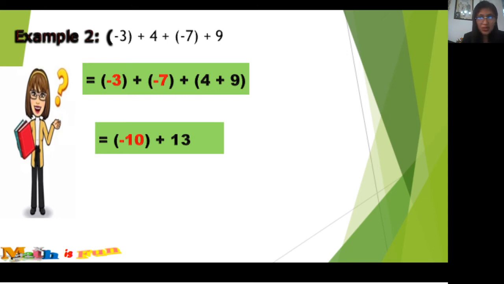So now let's proceed to addition. Negative 10 plus 13. They have different signs, so apply rule number 2. Subtract. Now, 13 minus 10, you have 3, positive 3. Because 13 is the integer with a greater absolute value. Positive is the sign of 13. So, positive 3 is the final answer.